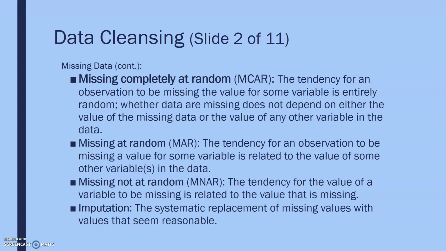Now, missing at random is the tendency for an observation to be missing a value for some variable that is related to the value of some other variables in the data. Then, missing not at random is when the tendency for the value of a variable to be missing is related to the value that is missing. So MNAR is the third category. For example, survey respondents with high incomes may be less inclined than respondents with lower incomes to respond to the question on annual income, and so these missing data for annual income are missing not at random.